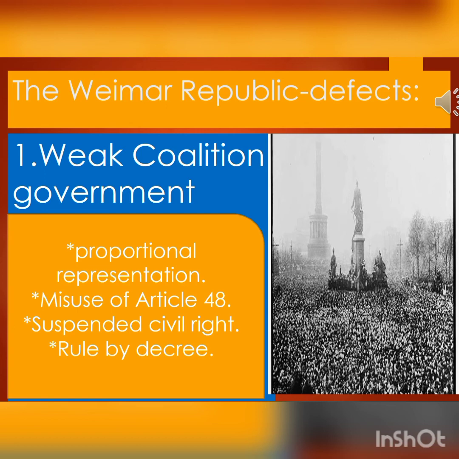One was proportional representation. This made achieving a majority by any one party a near impossible task, leading to rule by coalitions. Another defect was Article 48, which gave the president the powers to impose emergency, suspend civil rights, and rule by decree. People lost confidence in the democratic parliamentary system, which seemed to offer no solution.